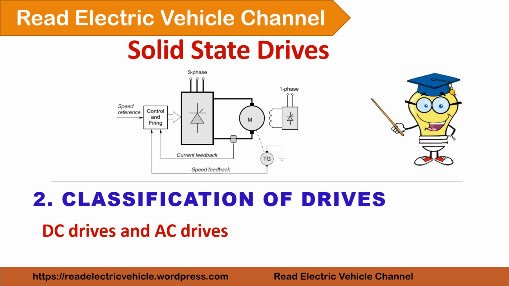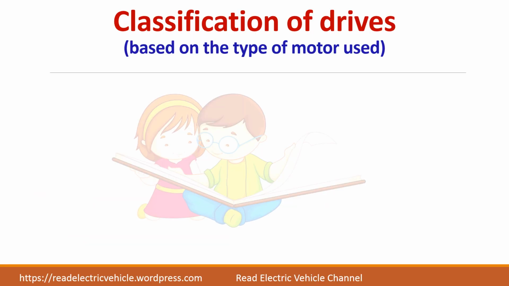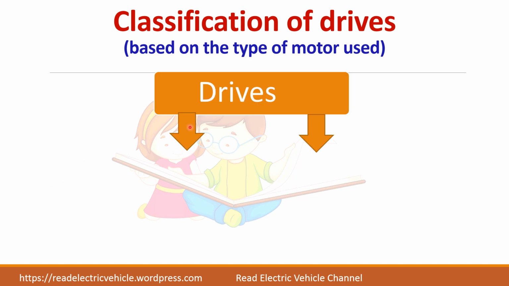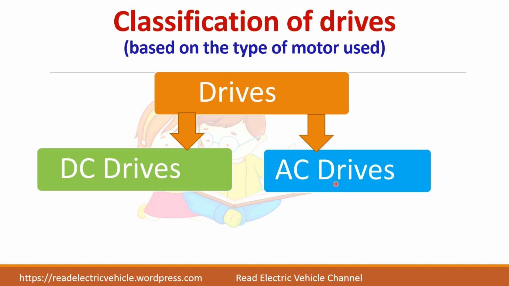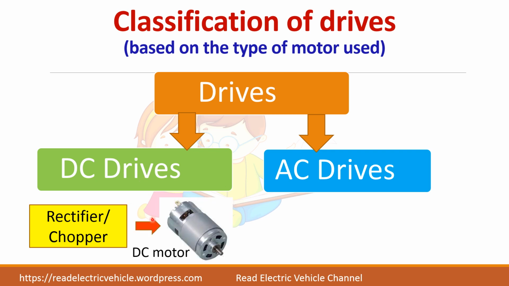In this video, let us see about DC drives and AC drives. There are two types of drives based on the type of motor used. They are the DC drives and AC drives. So the DC drives use DC motor as the prime mover. So this DC motor will be fed from either a rectifier or a chopper.